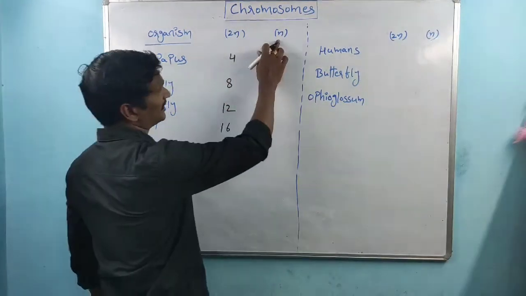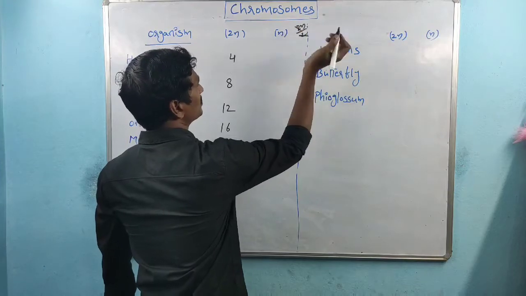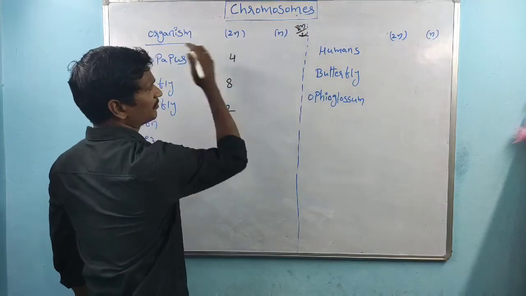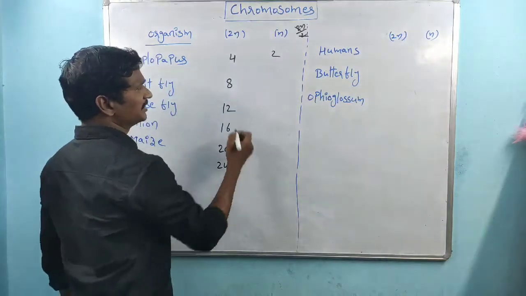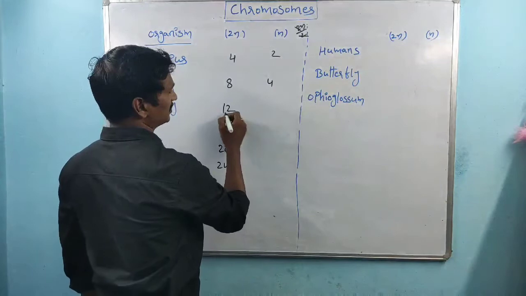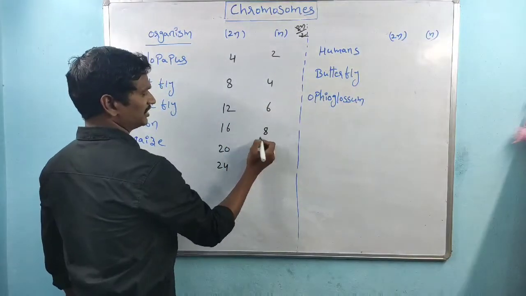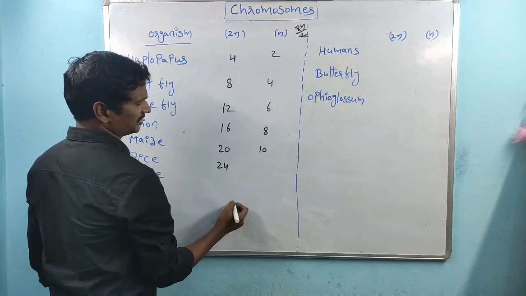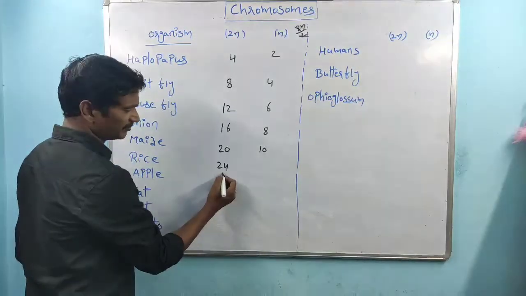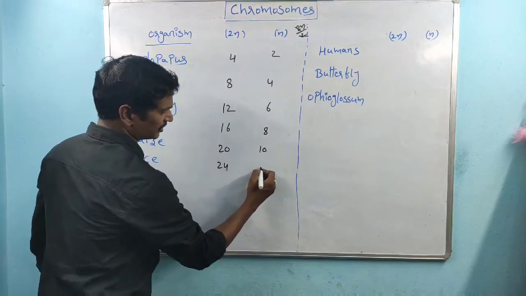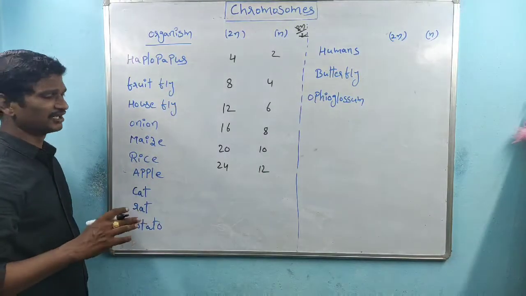We know here n is nothing but 2n divided by 2. Here the 2 is cancelled, then n. So 4 divided by 2 equals 2. 8 divided by 2 is 4, right? 12 divided by 2 is 6, right? The next one is 8, the next one is 10, right? The next one, 24 divided by 2, is 12, right? So that is about the n state and the 2n state.